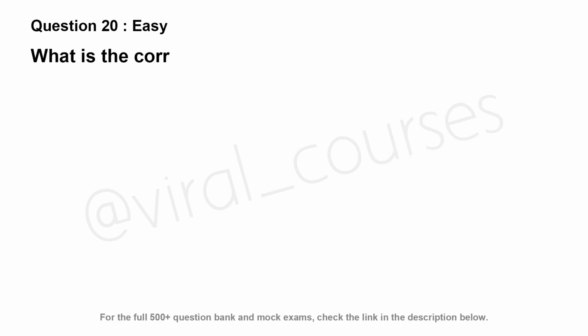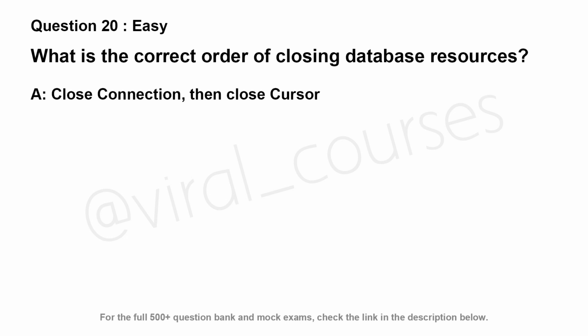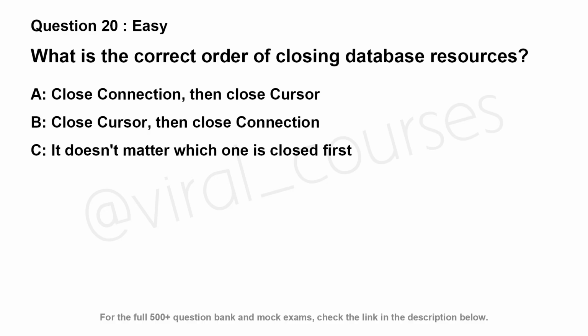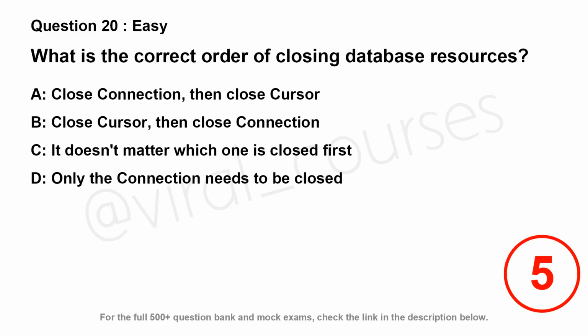What is the correct order of closing database resources? Option A. Close connection, then close cursor. Option B. Close cursor, then close connection. Option C. It doesn't matter which one is closed first. Option D. Only the connection needs to be closed.